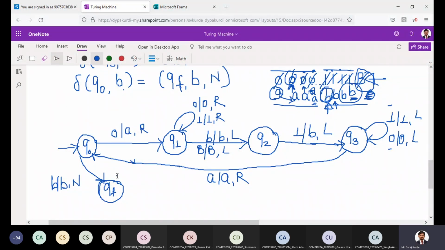QF is a final state, right? So here it reaches the final state. That means the string is accepted. String accepted means it satisfies the string language conditions or language constraints. This is the Turing machine transition diagram.